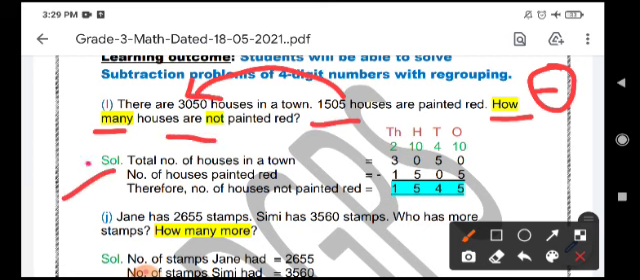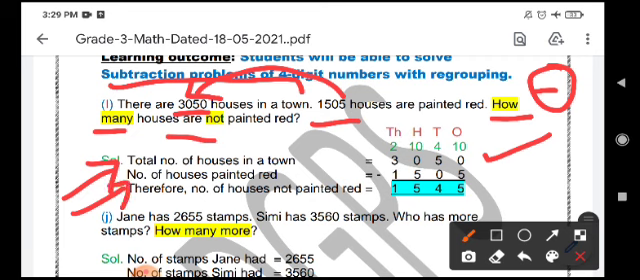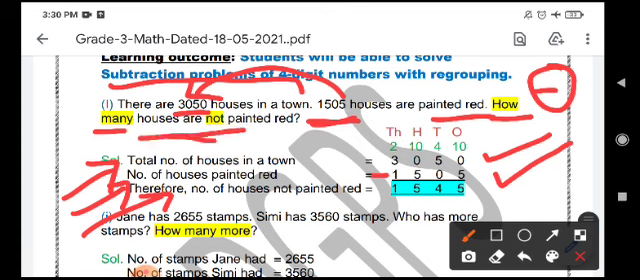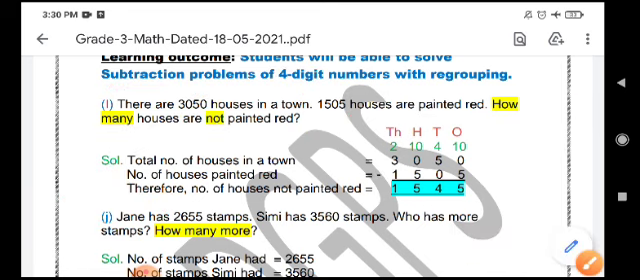Okay. Third step, you will write the statement. Get the statement from the question itself. Total number of houses in a town is equal to 3050. Done. Then number of houses painted red. How many are painted red? 1505. Okay. Then the last statement will be, therefore number of houses not painted red is equal to. Now we are done with the statements.